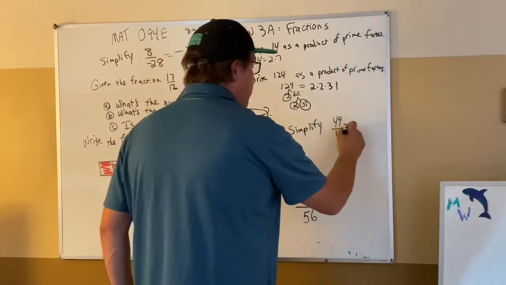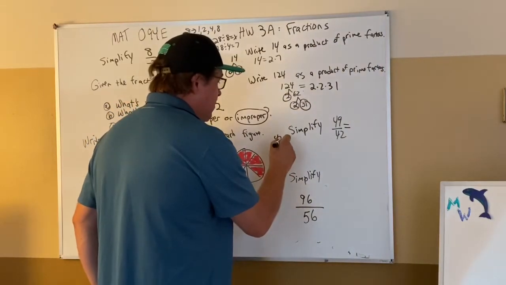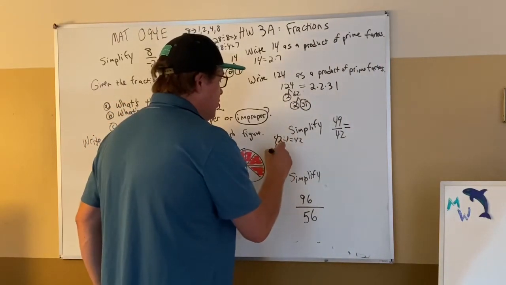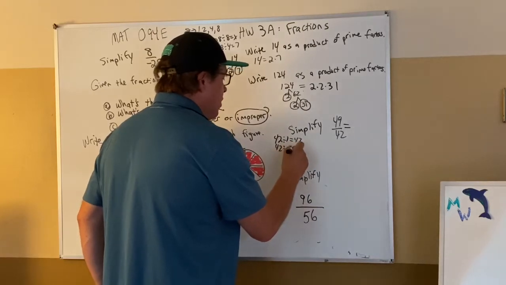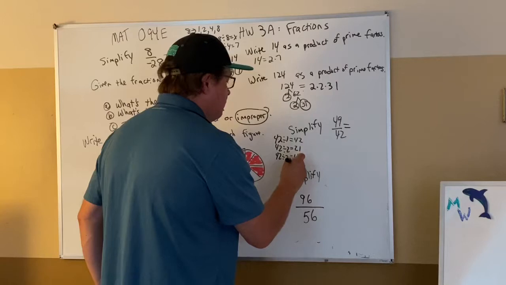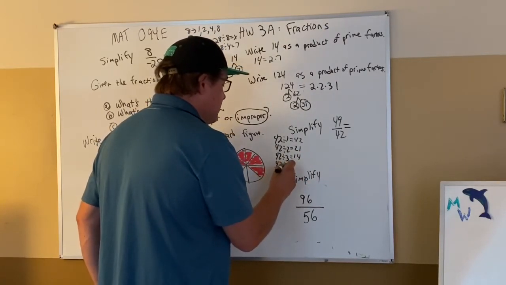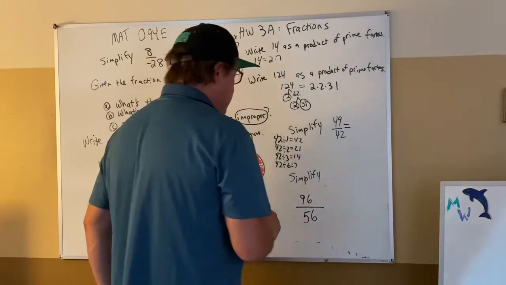We need to simplify 49 over 42. We better know what 42 divides by. 42 divides by 1 for 42. 42 divides by 2 to get you 21. 42 does divide by 3, get you 14. But not 4 or 5. 42 does divide by 6, will get you 7.